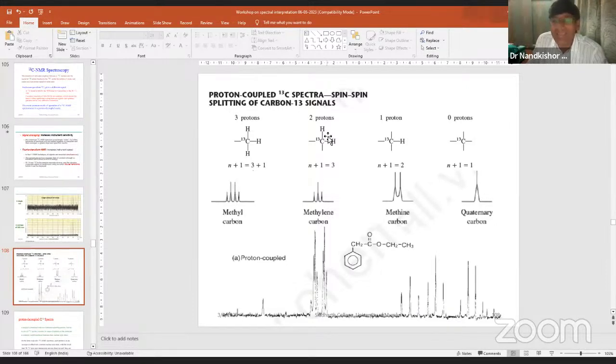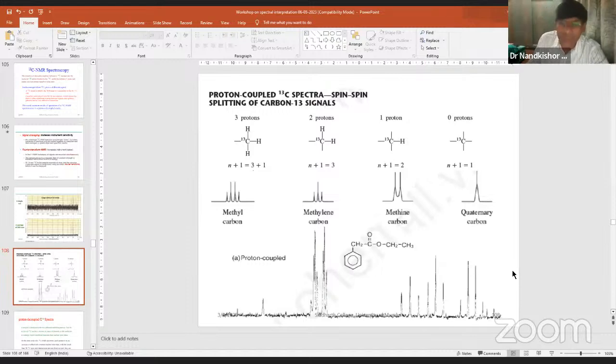If you're having a methylene, that is CH2, 2 plus 1, that is a 3-line spectrum, that is a triplet type of thing. If you're having a CH, that means there is 1 proton attached to the carbon. So N plus 1, that is a 2-line spectrum, that is called a doublet. And if there is no proton attached, that is a quaternary carbon, then you will get a single line spectrum. So this is a spectrum which is proton coupled, where the carbon is coupled with the proton, and you will get the big splittings like triplet, quartet, and the spacing distance is very huge because the coupling constant is going to be in the 100 or 200 range.